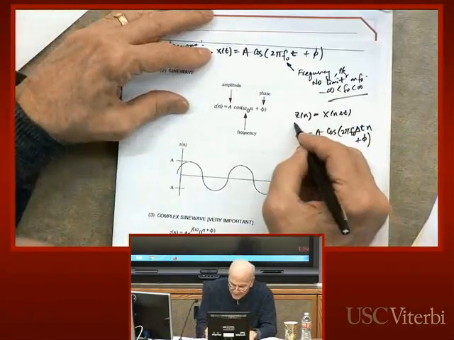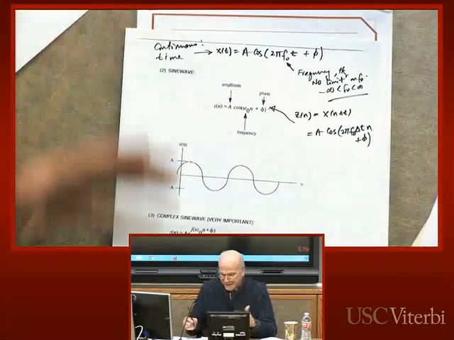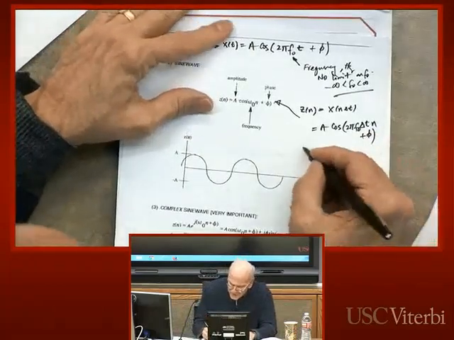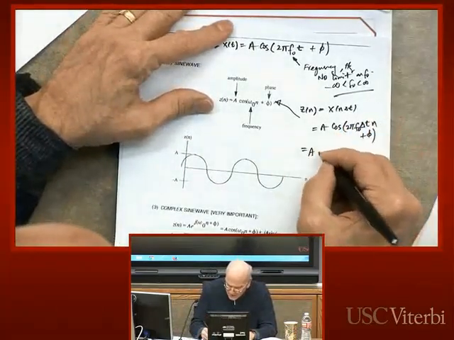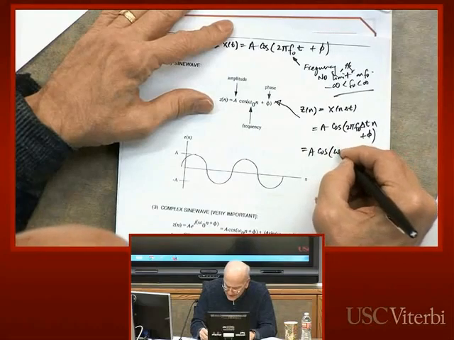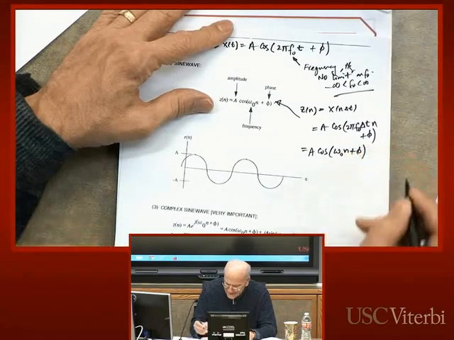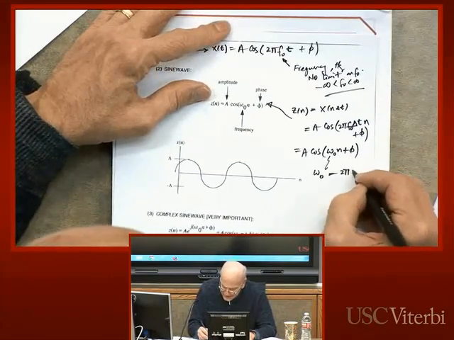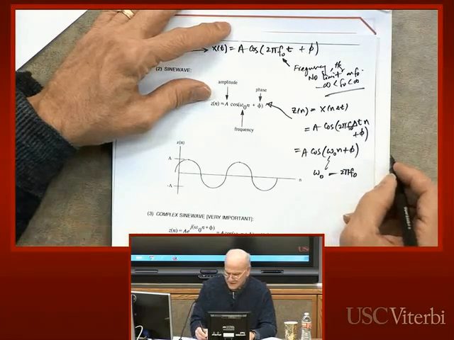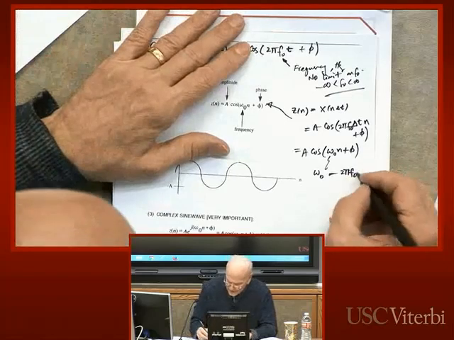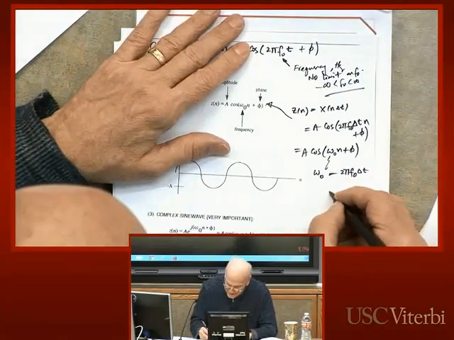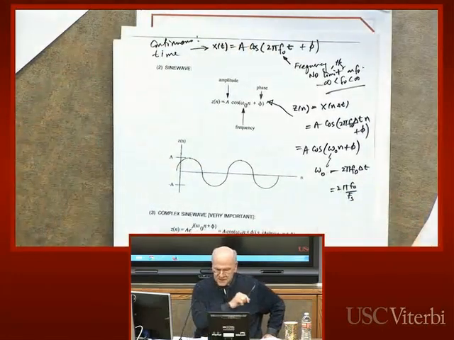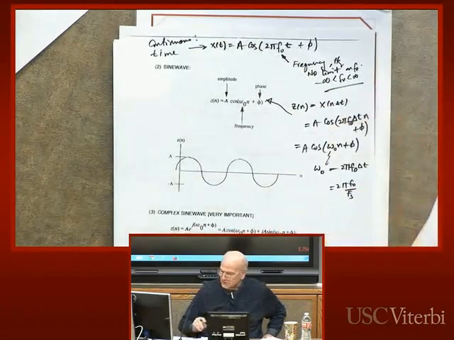So it does look like this. Here's my phi, that's the same as continuous. Here's my amplitude, that's the same as continuous. But what is this stuff in here? Let me rewrite this as omega naught n plus phi, where omega naught equals 2 pi times f naught times delta t, that's the sampling interval. I can also write that as 2 pi f naught over f sub s. The first thing you notice is this is dimensionless, unlike our continuous time case.